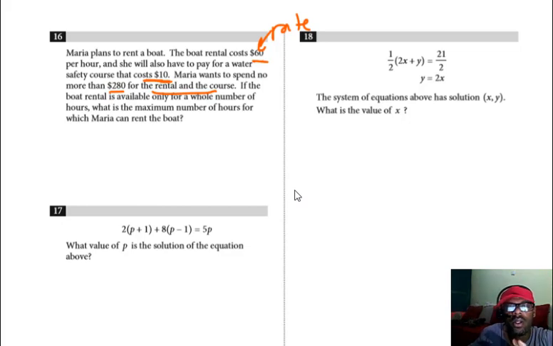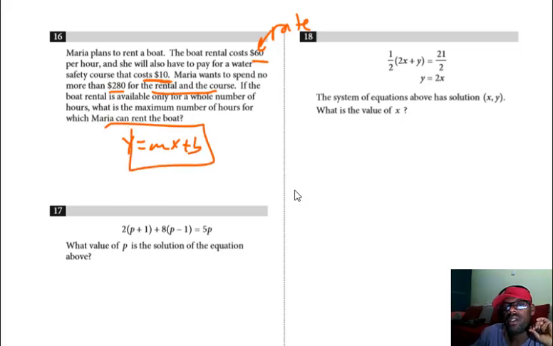Okay, so hang on. Whether y is equal to mx plus b form, and that's how it is represented. A linear equation, I mean a linear inequality application. So already the cost is given, okay, per hour.